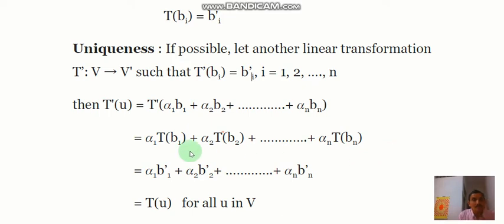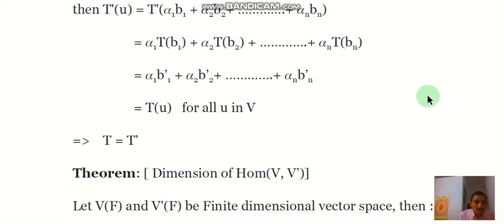So here T'(B1), applying the definition of T', we obtain α1 B1' + α2 B2' and so on up to αn Bn', and this, by the definition of T, will become T(u) for all u in V. Therefore we have T = T'. So such a mapping exists and it is unique.